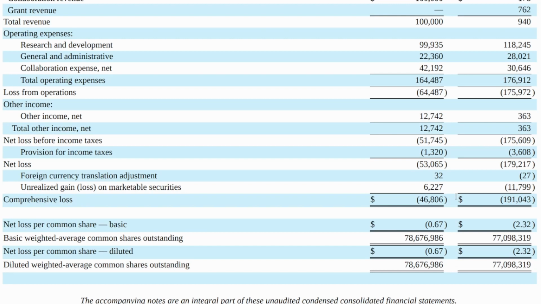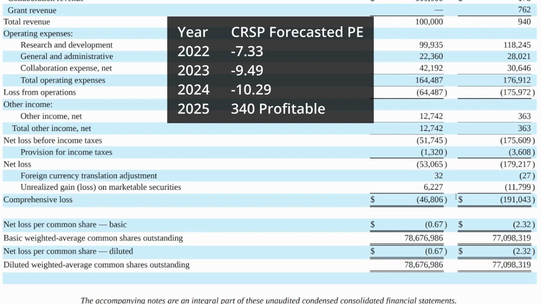So I went ahead and took a look at the forecasted PE ratios for CRISPR, and what we got is a 7.33 loss in 2022, a 9.49 PE loss in 2023, and a 10.29 loss in 2024. However, the company is expected to become profitable in 2025. In 2025, they expect to have a PE ratio of positive 340.22.